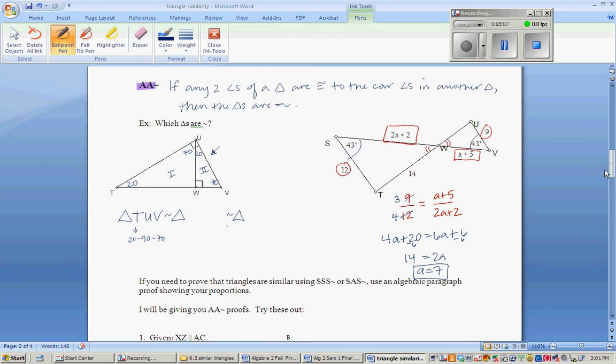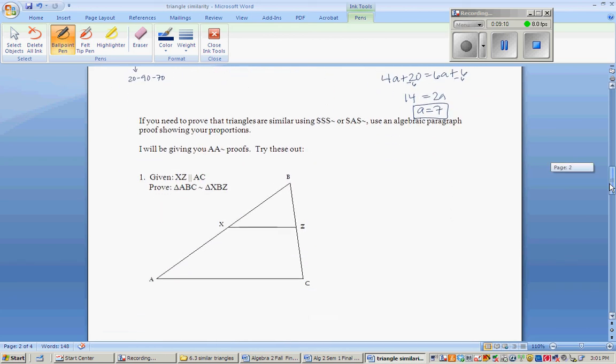We're going to save the proofs for class, but all of these are going to be done by using AA similarity. So your whole goal is to try and get two sets of angles to be congruent.